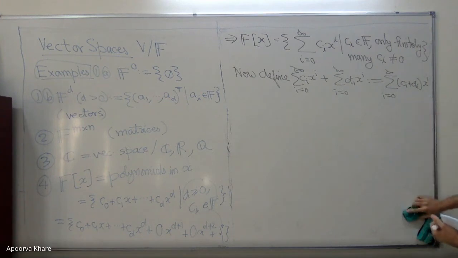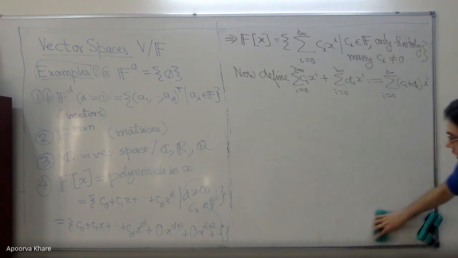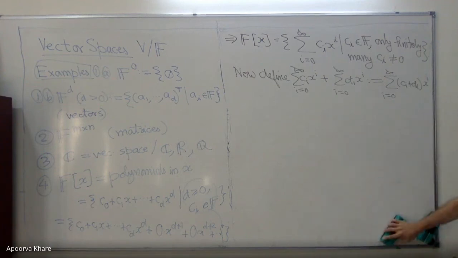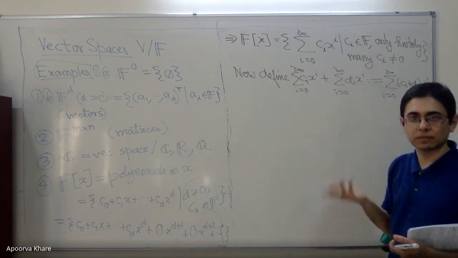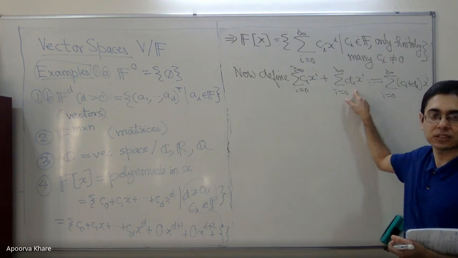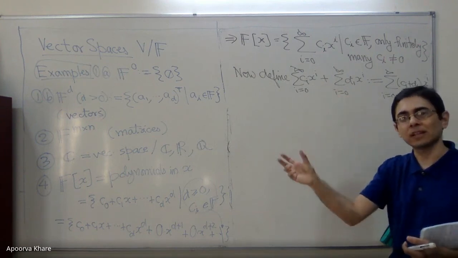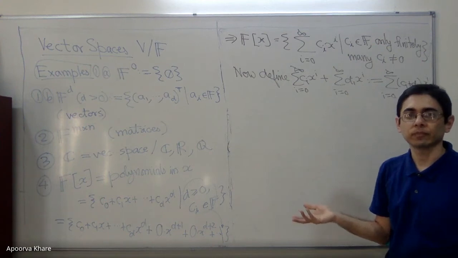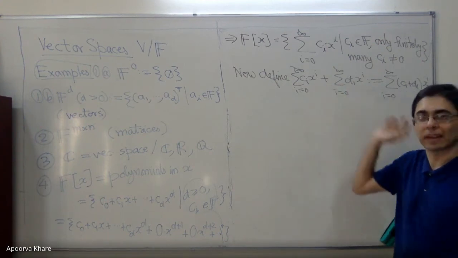The degree is at most the maximum of the two degrees. Of course, it need not be equal to the maximum, because you could have something like x and minus x, and they cancel away and become 0. Or x minus 1 and minus x. They both have degree 1. But when you add x minus 1 plus minus x, you get minus 1. So degree 0. So all you can say is that the degree is at most the maximum of the two degrees.